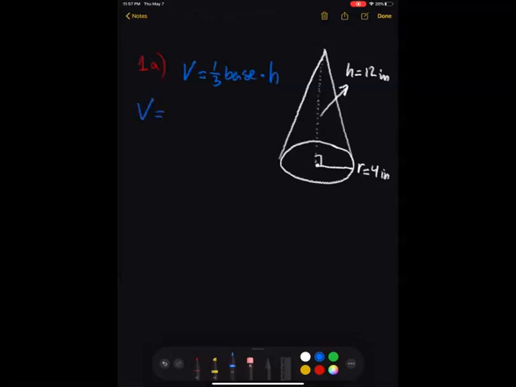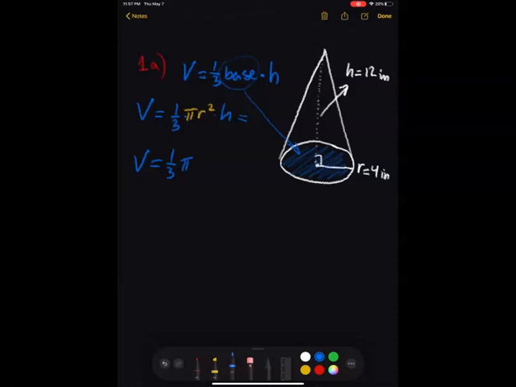We know that the volume is 1/3 times base, and the base is this area right here, so I'm going to shade it lightly. We know that the area of a circle is pi r squared, and then we're going to times our height. So volume is 1/3 times pi.